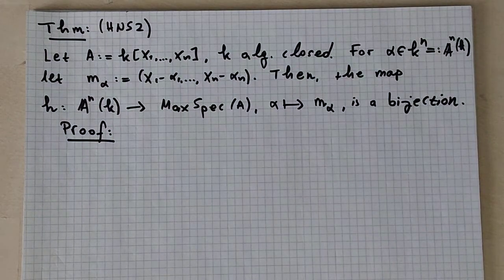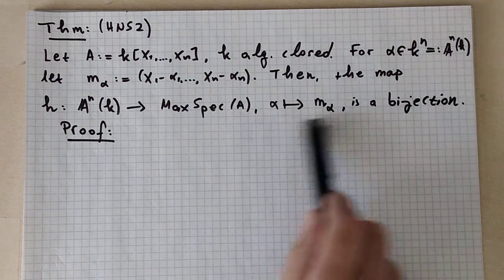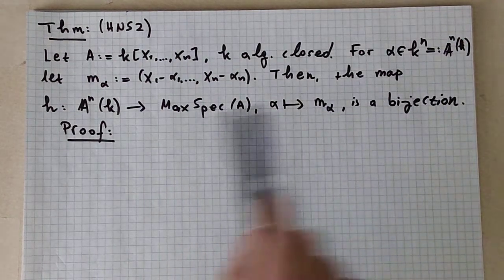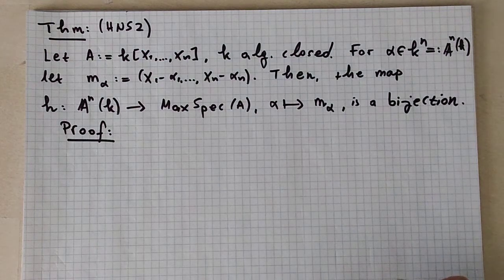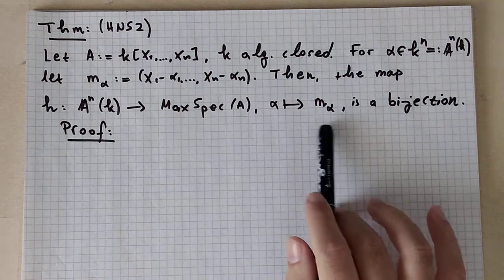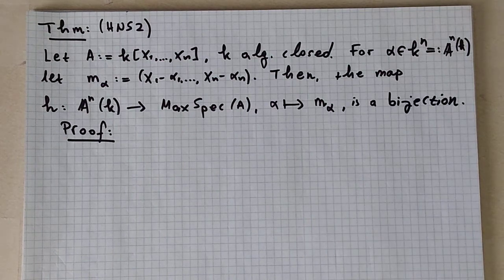The theorem says that we have a map going from the affine n-space to the set of maximal ideals of A, and the map is given by sending alpha to m alpha, and the theorem says that this is in fact a bijection. So first of all, before we move on to the proof, we have to explain why this map makes sense. We need to explain why this m alpha is in fact a maximal ideal.